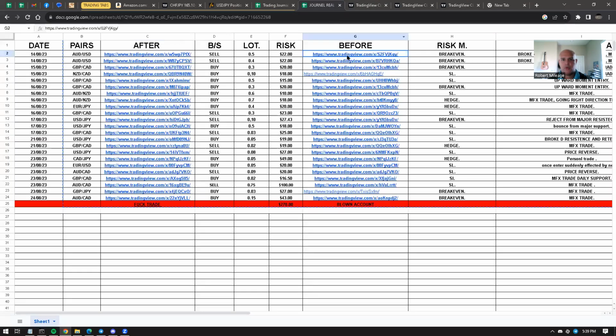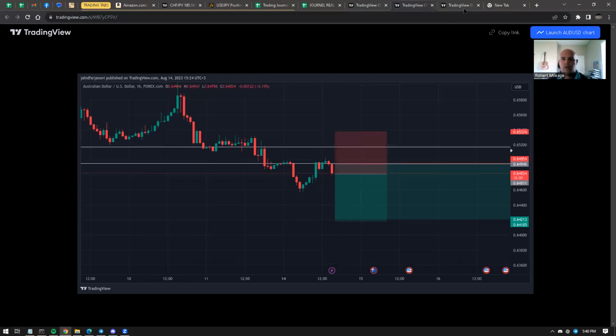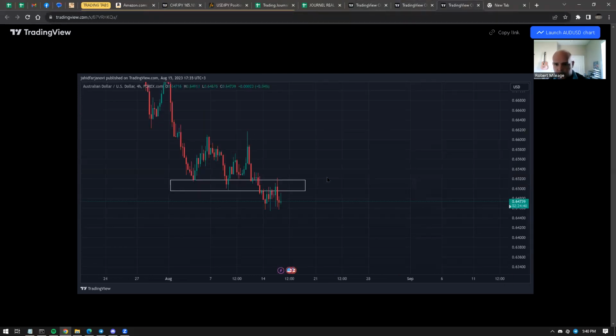Come here. Oh, how's that before? Okay, that's fine. 5374 would have been somewhere up here, middle of the zone. You still would have been in, and you would have hit your 1-to-1 easily.